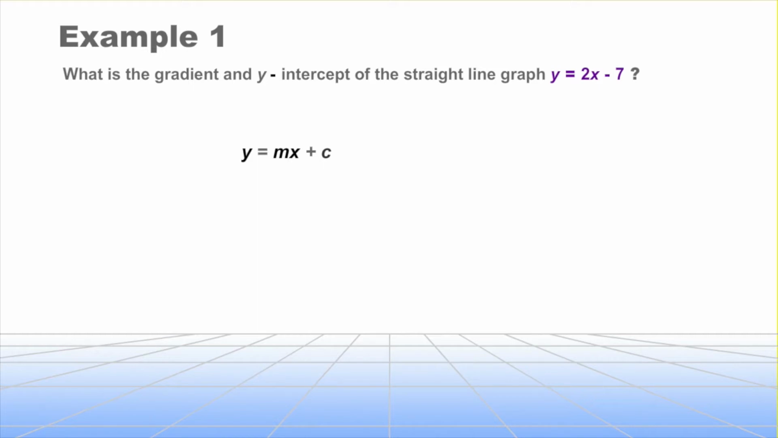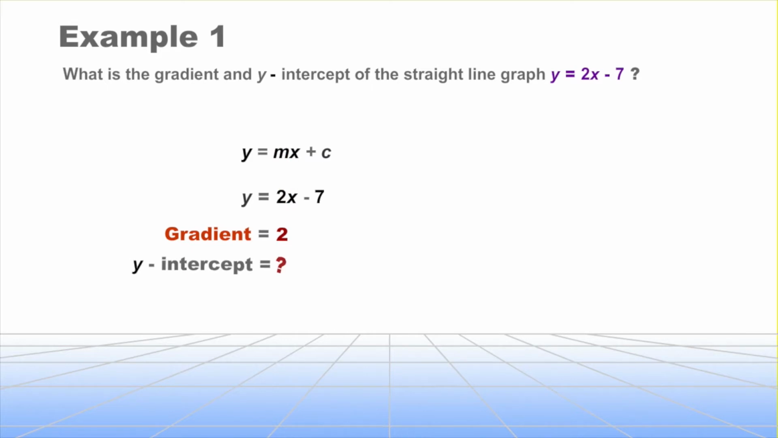When we compare y equals mx plus c with y equals 2x minus 7, we see that the straight line graph has a coefficient of +1. This satisfies the condition for the gradient-intercept form. Now, let us find the gradient. Look at the coefficient of x in the equation of the straight line. We can see that it is 2. Hence, the gradient of the line, which is denoted by m, is 2.